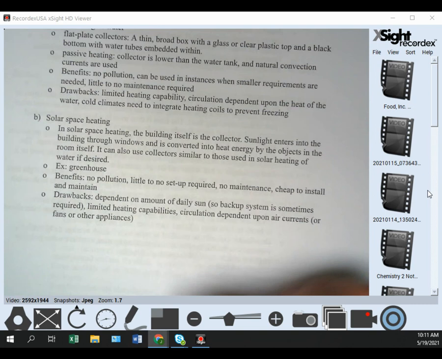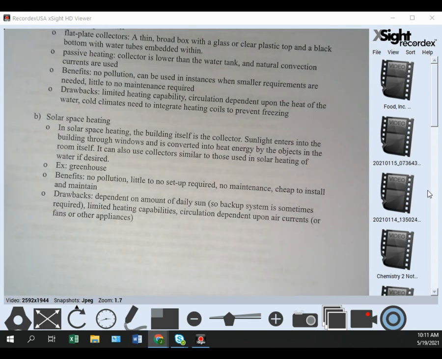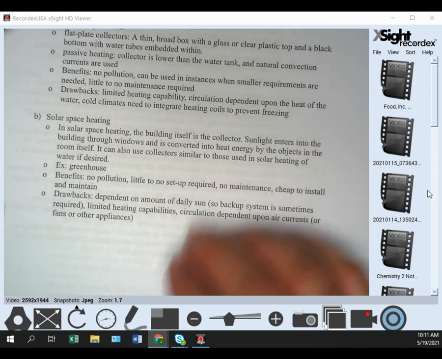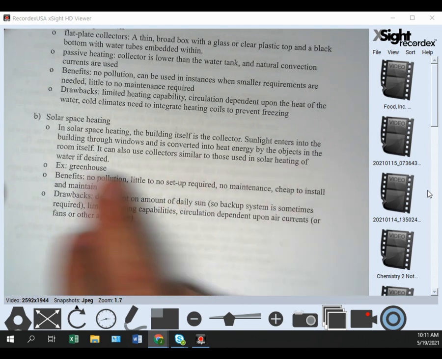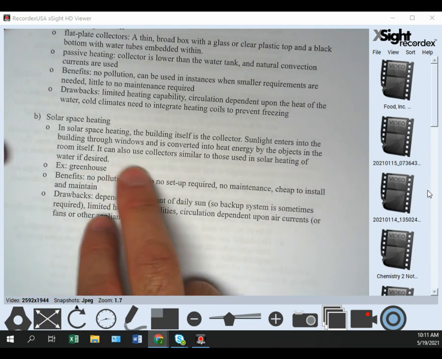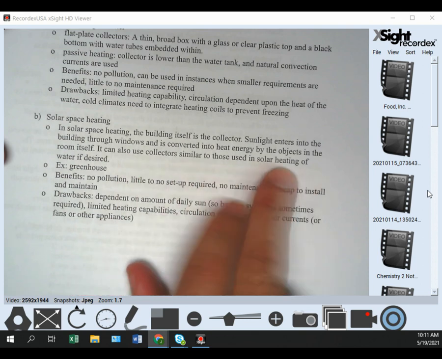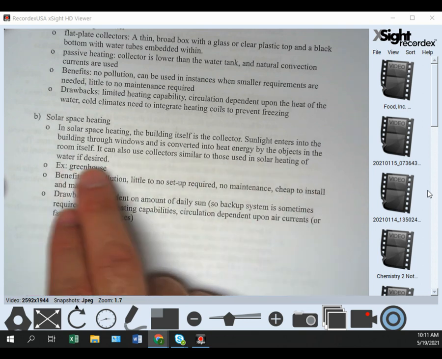Okay. The second passive one is solar space heating. In solar space heating, the building itself is the collector. Sunlight enters the building through the windows and is converted into heat energy by the objects in the room itself. It can also use collectors similar to those used in the solar heating of water if it's desired.